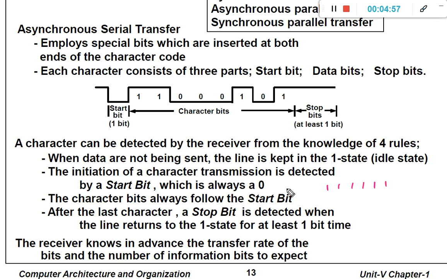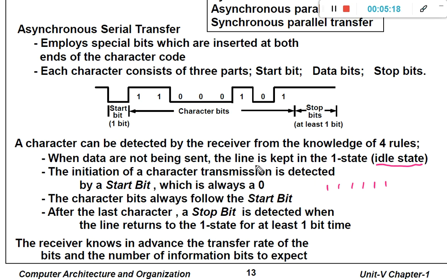Whenever it keeps receiving 1, it is in the one state, which means the idle state, which determines that the sender has not sent any character. So if it is in the one state, what does it mean? It is in the idle state. The sender has not sent any data.